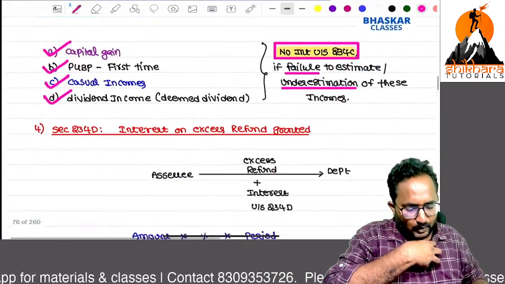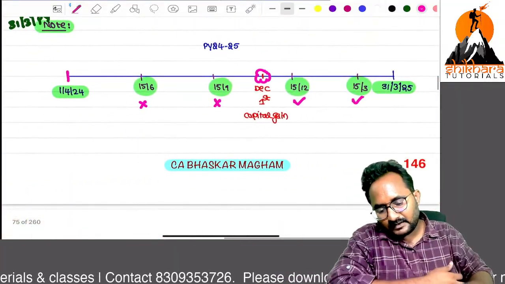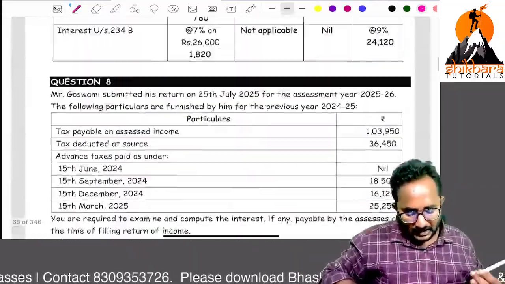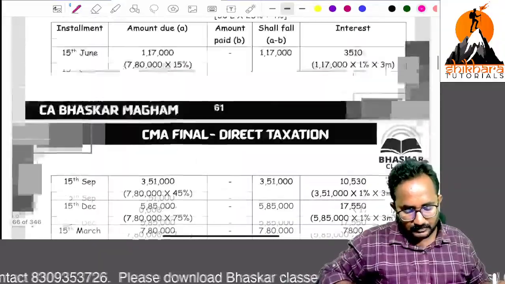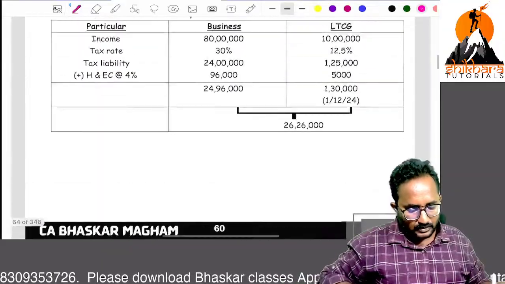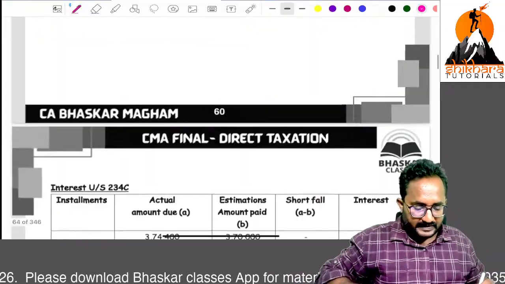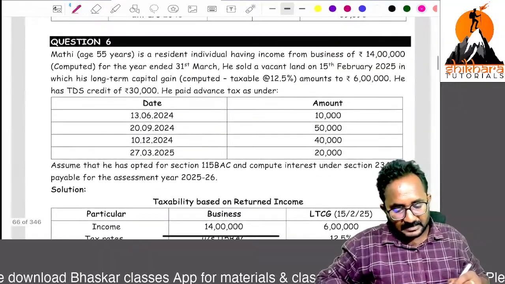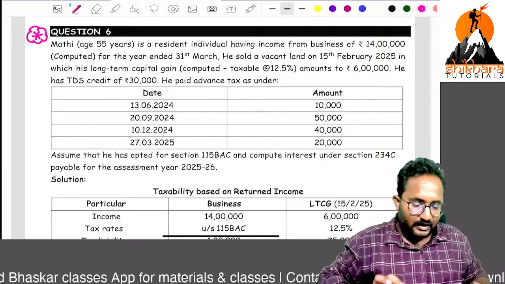Yes, very important point, ma. Without this, we can't do the section 234C problems. I will tell you one problem, and in one problem, what are the changes we have, I will tell you. Question number 4 I will do, and in question number 6 we have to do some changes. The changes alone I will tell you.